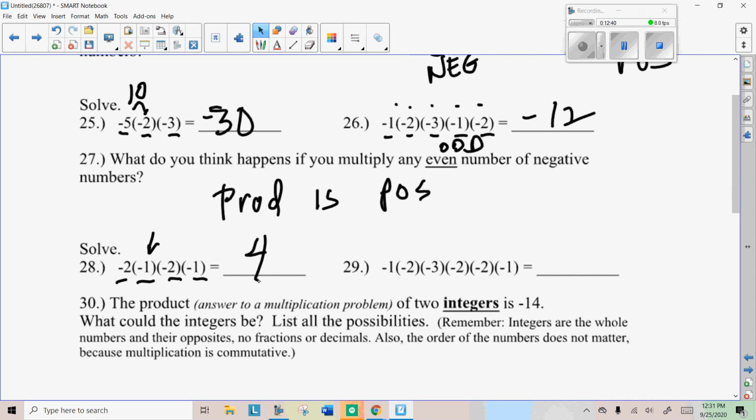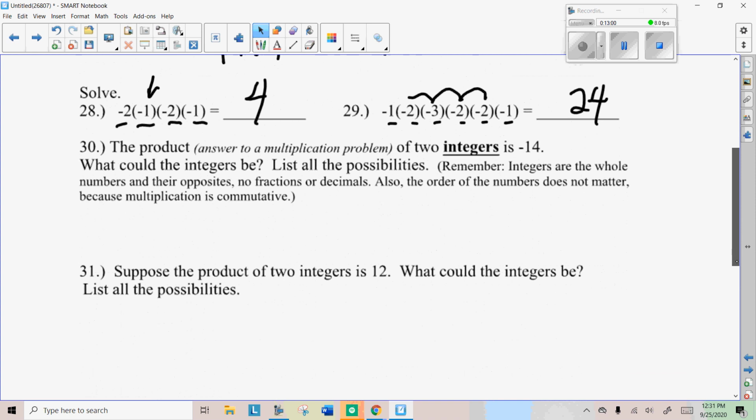which is 4. We have 1, 2, 3, 4, 5, 6 negatives here, so that's an even number, so we're going to have a positive answer. Again, the 1s aren't going to make any difference, so we can just look at 2 times 3 is 6, times 2 is 12, times 2 is 24. All right?